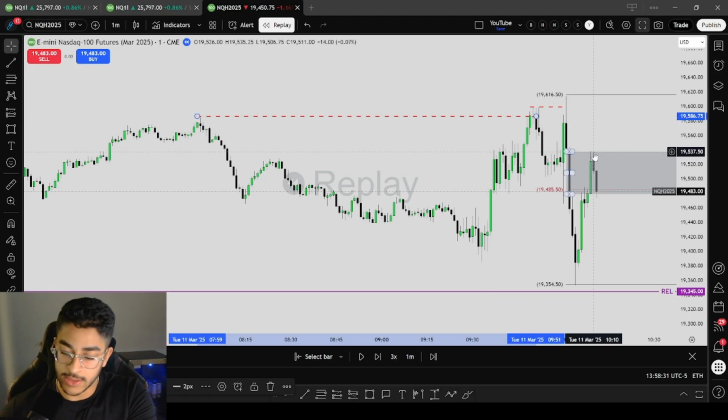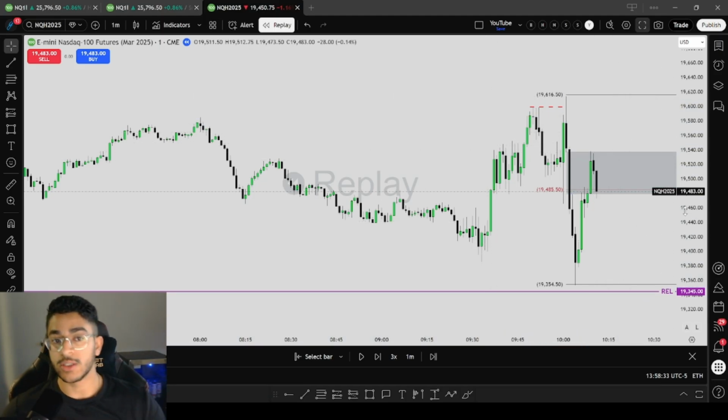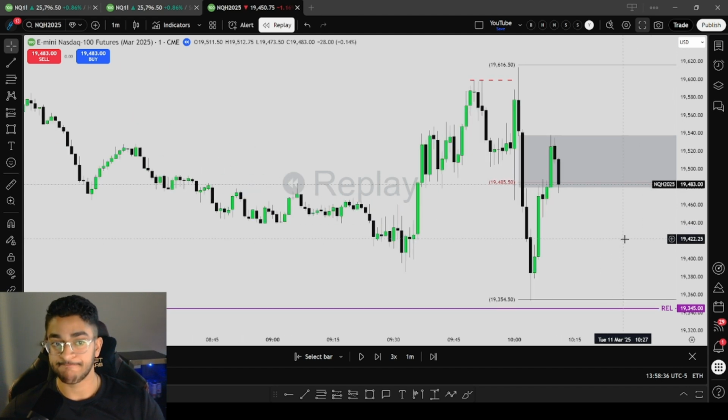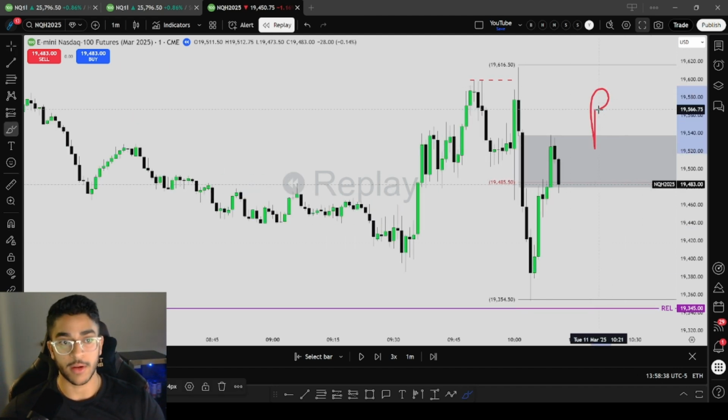And I'll clear some of these drawings out. What did we just tap into? And what are we rejecting? A premium, correct. This is above 50% of our range. From New York high to New York low, this is that premium range which price is rejecting. It spent less than 3 minutes in this range and it's come back down.